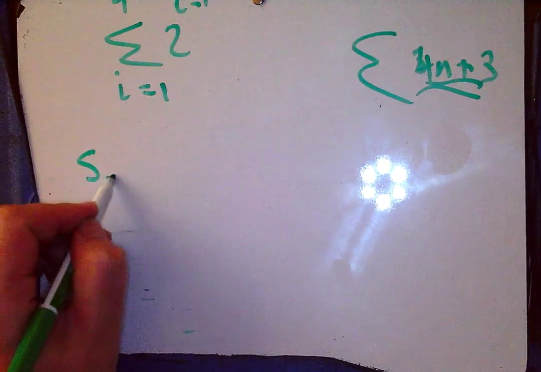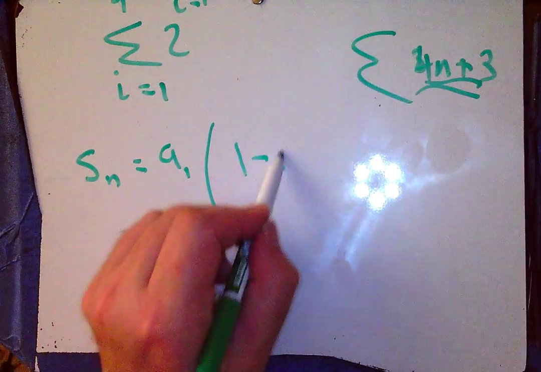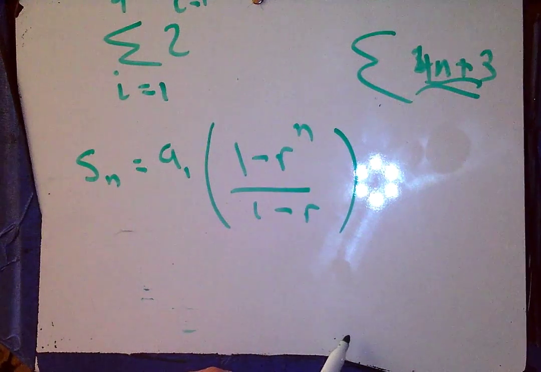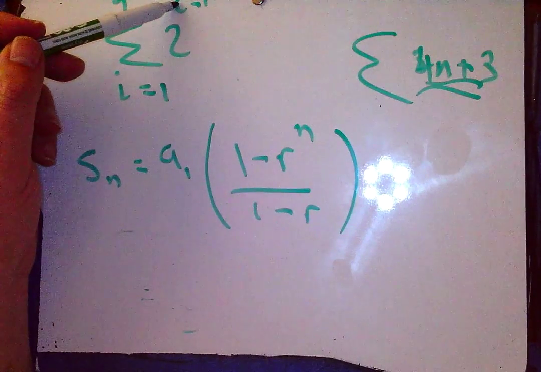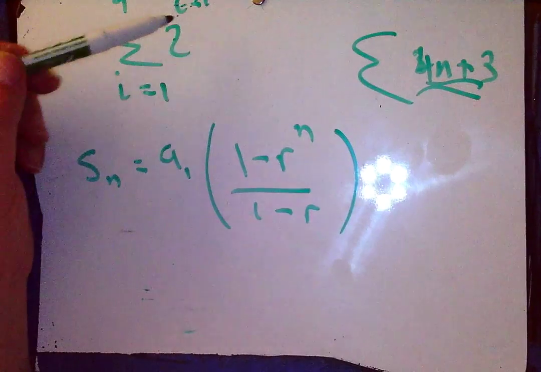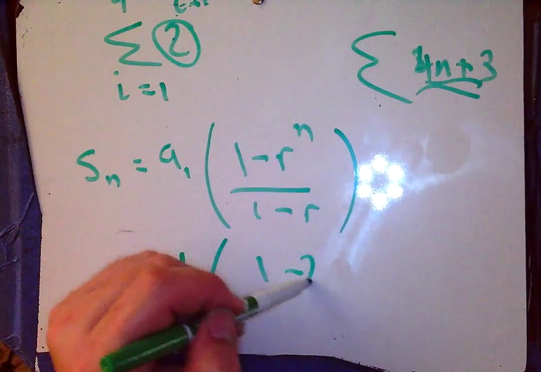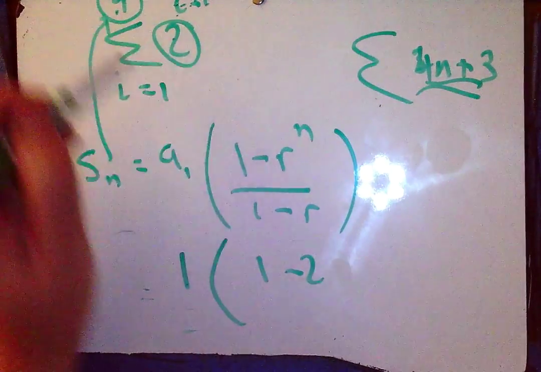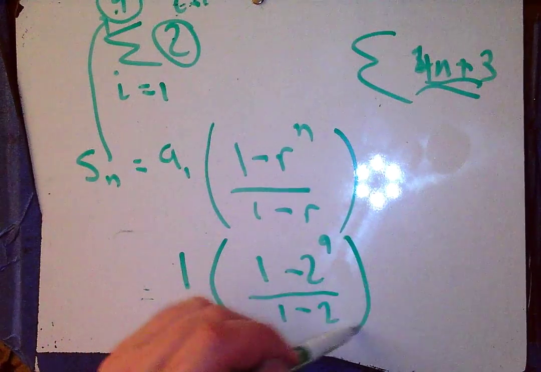Remember that the sum of n terms for geometric is a sub 1, 1 minus r to the n over 1 minus r. Well, what's our a sub 1 and what's our r? a sub 1 is what I get when I plug a 1 in here. So 1 minus 1 is 0. 2 to the 0 is 1. And then our r value is 2. And our n value is this number here. So I want 1 minus 2 to the 9th over 1 minus 2.